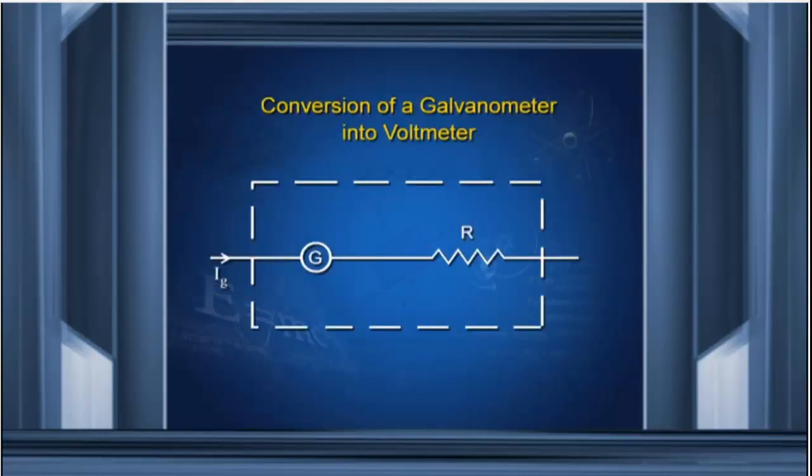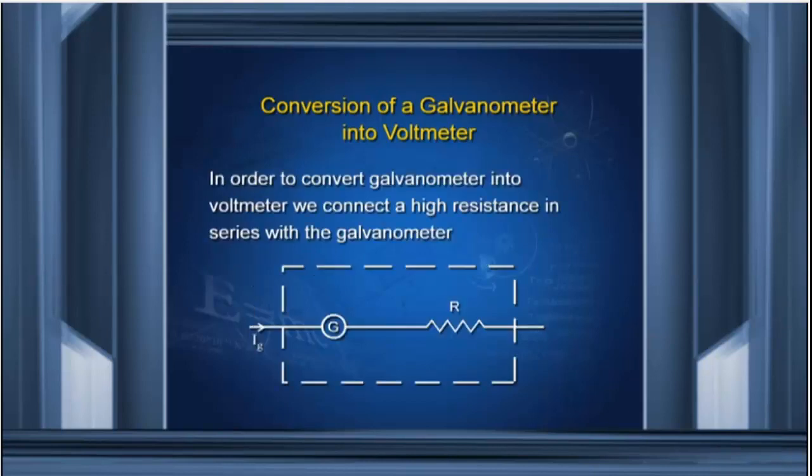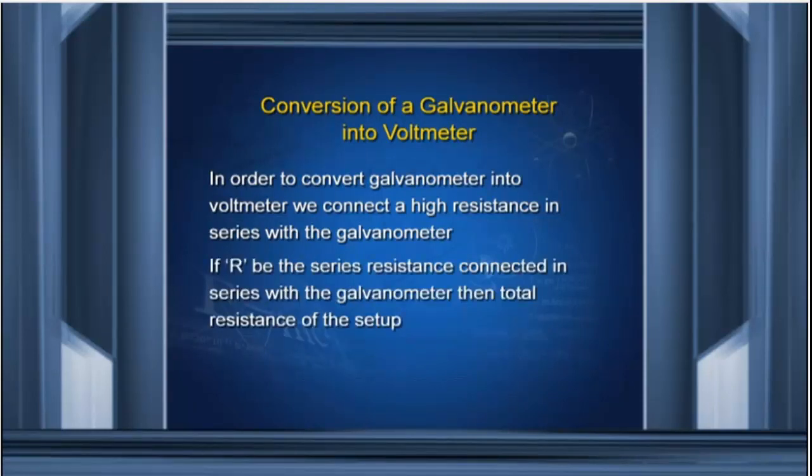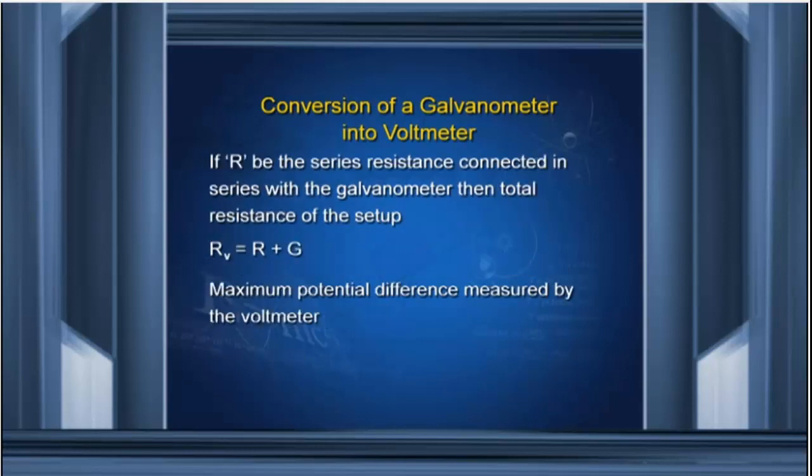Conversion of galvanometer into voltmeter. In order to convert galvanometer into voltmeter, we connect a high resistance in series with the galvanometer. If R be the resistance connected in series with the galvanometer, then the total resistance of the galvanometer setup RV is equal to R plus G. So the maximum potential difference measured by the voltmeter V equals Ig into (R plus G).